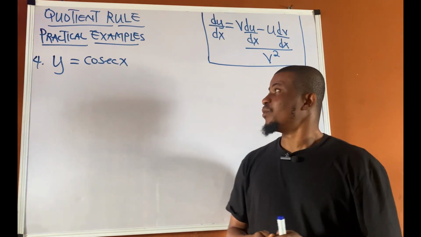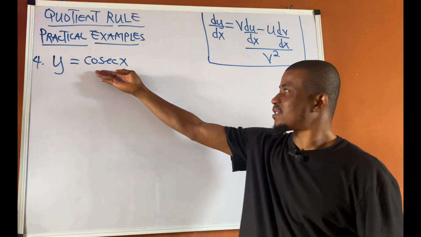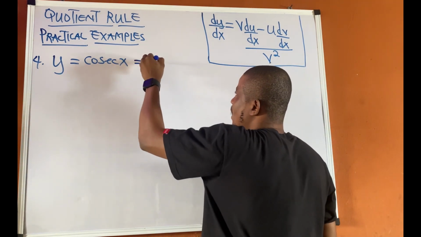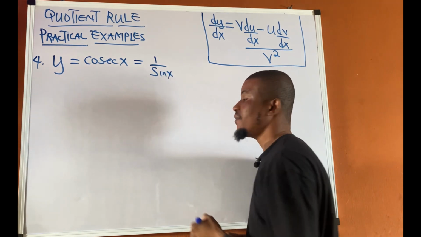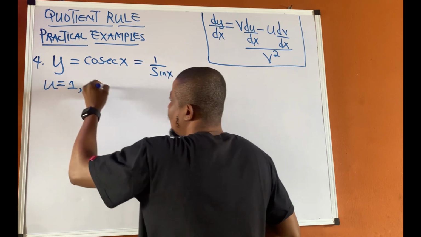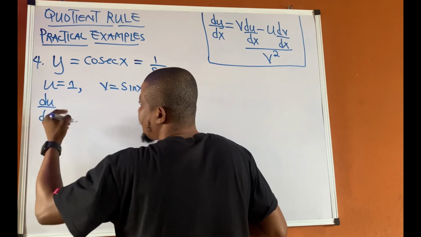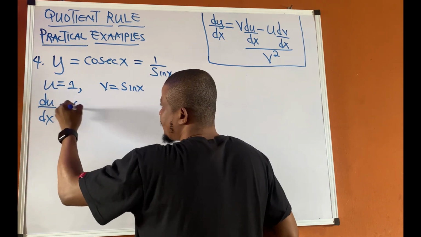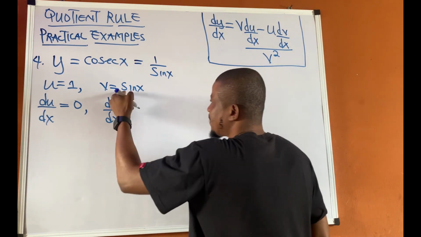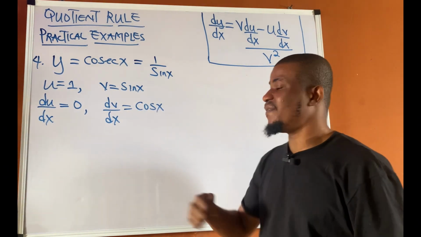Let's also look at this example, y equals cosec x. Like I said, we need to simplify this. We need to split this to its basic form. And cosec x means 1 over sine x, right? It simply means that our u is 1, our v is sine x. We need to find du/dx. If I differentiate 1, I will have 0 because it's a constant value, right? And then I find my dv/dx. If I differentiate sine x, it is cos x. I've gotten my du/dx, I've gotten my dv/dx.